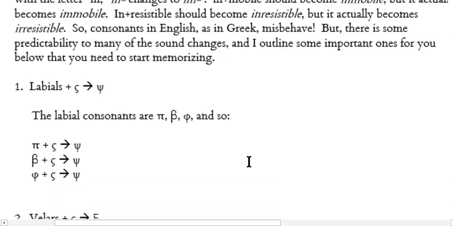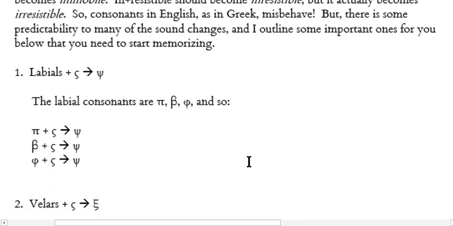So, let's see what happens. Labials. Anytime we have a labial, which has a sigma after it, it's going to undergo a change here. Now, what are labials? What does the word labia mean in Latin? Labia. It means lips, okay? And labials are consonants that are produced with the lips. Think about these consonants that I've got right here. The P, the beta, and the phi. Do you have to use your lips to produce those? Yes, you do. Try to pronounce a P without using your lips.